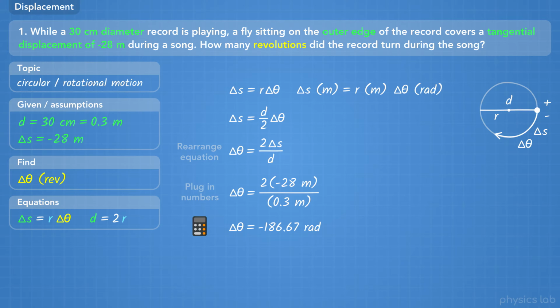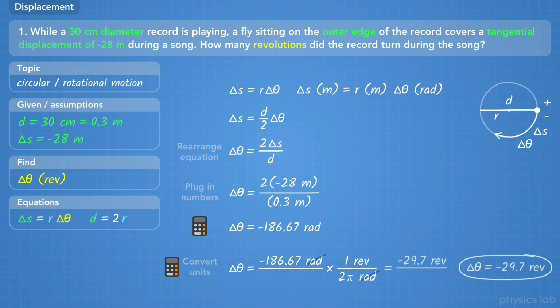But for our purposes, when we use a conversion equation like delta s equals r times delta theta, all we need to know is that if we use meters for delta s and r, then delta theta will be in radians. But for this problem, it's asking us to find delta theta in revolutions. So we need to do one more conversion. If we multiply -186.67 radians by the relationship of 1 revolution to 2 pi radians, with radians on the bottom, then radians cancels out, and we get negative 29.7 revolutions for the angular displacement of the record.